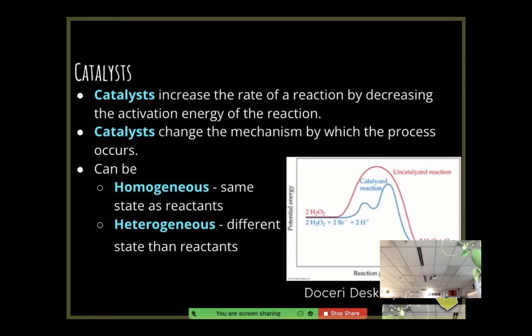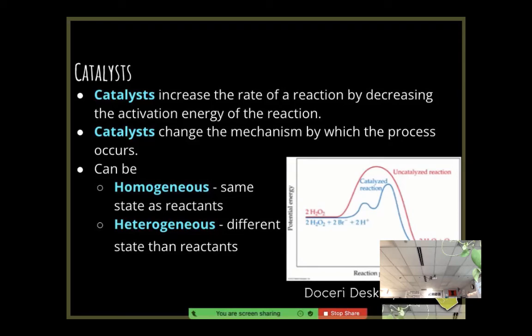So when you're looking at a catalyst, there's two different types. Homogeneous means the catalyst is the same state as the reactants. So if you have aqueous reactants and your catalyst is aqueous, like when we do the elephant toothpaste, we use a homogeneous catalyst because it's an aqueous catalyst. Or you could have a heterogeneous catalyst where it's a different state. A lot of times catalysts are solids, and we'll see a visual of that in a second and explain how that works.